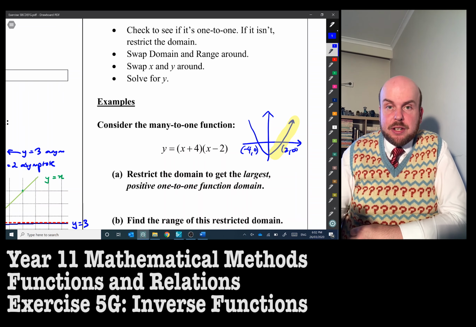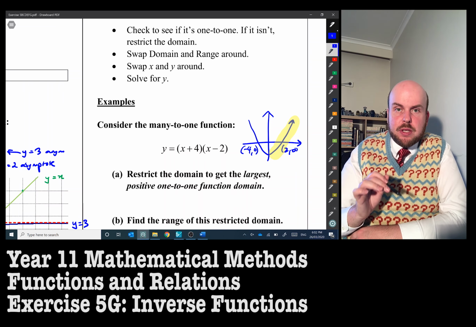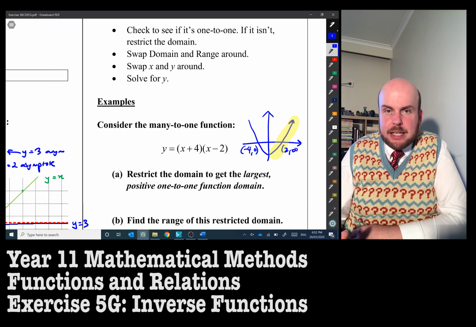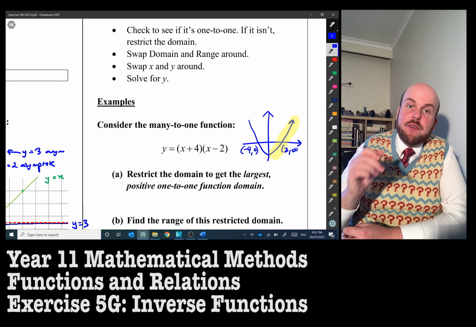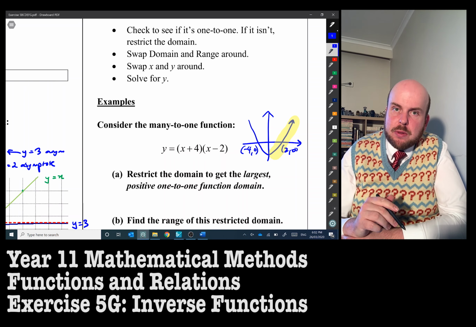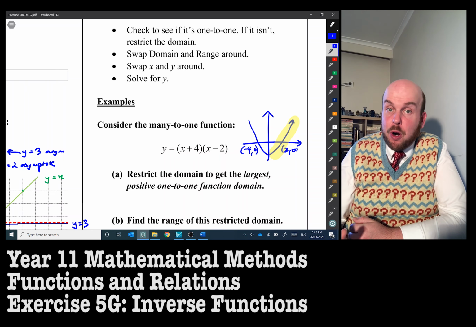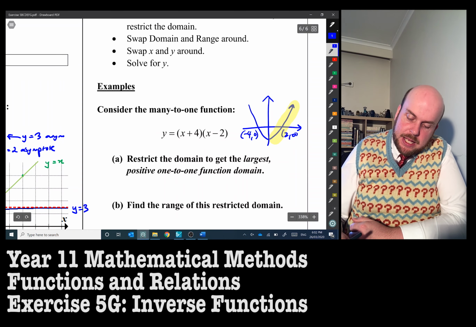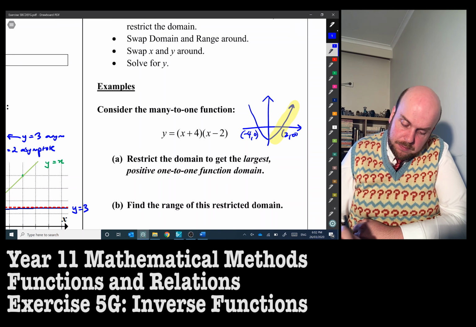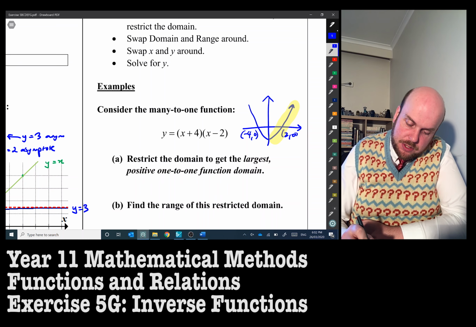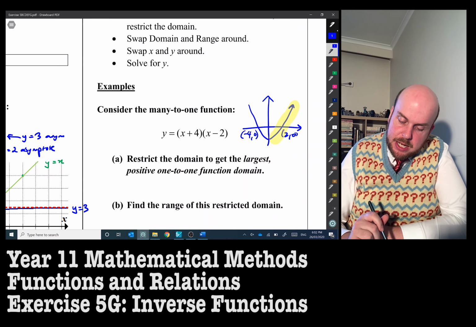It needs to be the largest, so I need to go all the way to the turning point, because that's going to be the largest. As soon as I go back further, if I took that yellow highlighter and went back further, then it's no longer a one-to-one function, because I won't be able to do a horizontal line test. So we need to find the turning point. The turning point is going to be smack bang between -4 and 2. So that's going to be at what?